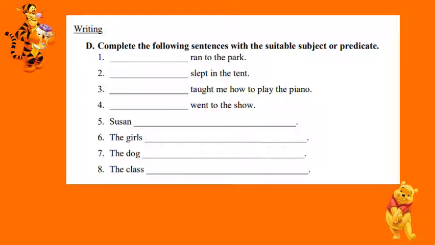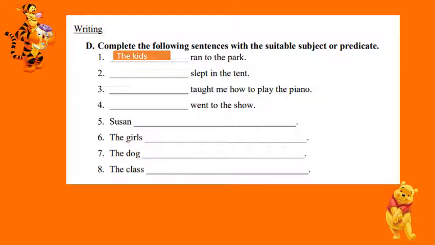So now that we have reached the writing part, it's fun and easy, okay? This time we're not going to write a paragraph. The question says, complete the following sentences with the suitable subject or predicate. Number 1, ran to the park. I want a subject. Who would run to the park? Maybe my brother, my sister, my mom, my friends. Yes, and here my answer, I wrote the kids. Simply, the kids ran to the park.